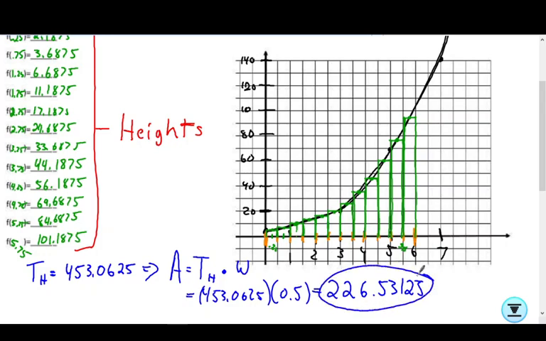Which isn't bad, because the actual area is 228. So that is pretty close.